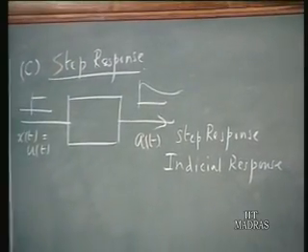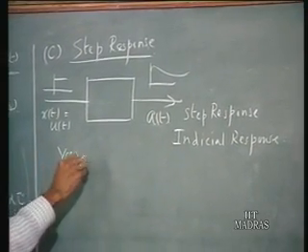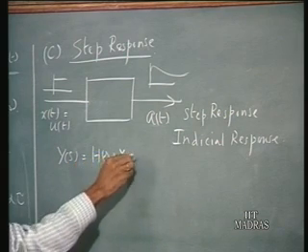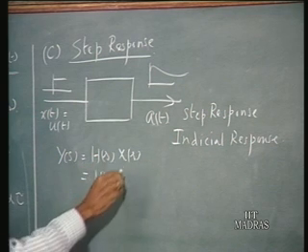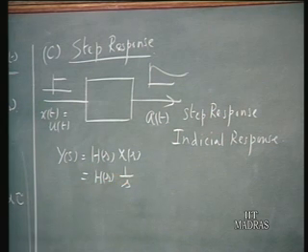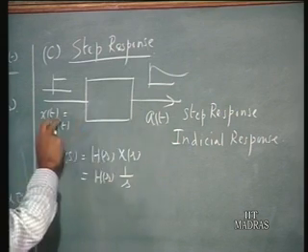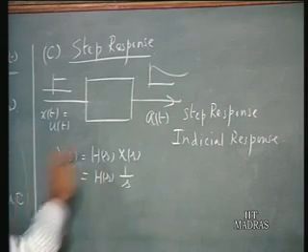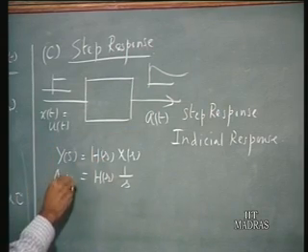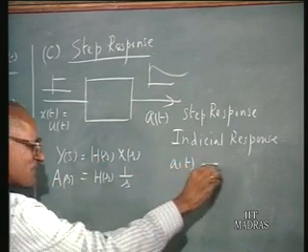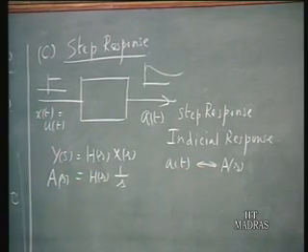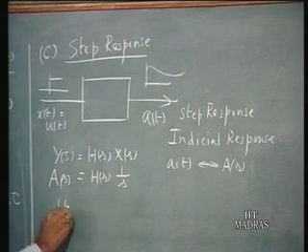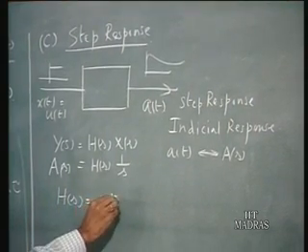Now using this general equation, Y(s) equals H(s) times X(s). So in our particular case, this is H(s), and X(s) happens to be 1 over s, because the Laplace transform of a unit step is 1 over s. And Y(s), the Laplace transform of the step response that we are getting, let us call that A(s). That means if a(t) has for its Laplace transform A(s), then A(s) is H(s) times 1 over s, or H(s) equals s times A(s).